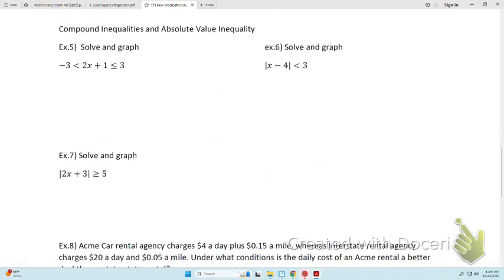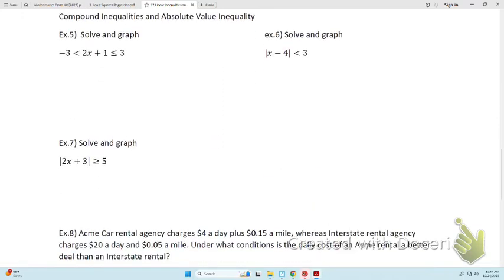Number 5, we have a compound inequality. The same rule applies in terms of whatever you do on one side, you do to the other. It's just we have 3 sides now. We have a left, we have a middle, we have a right. So if I'm trying to get x by itself, I want to subtract 1. I got to do that to all sides.